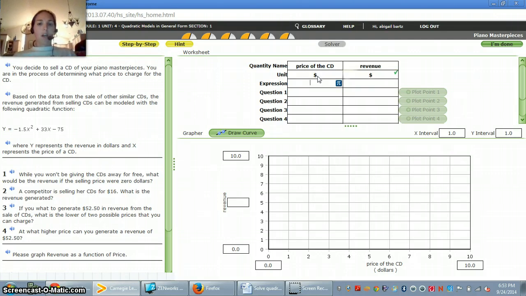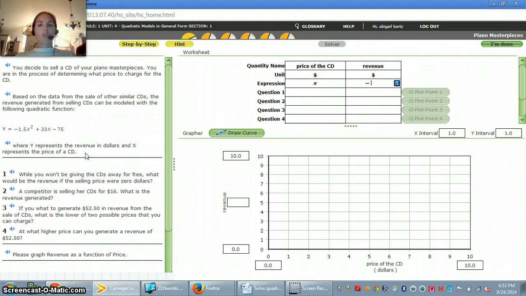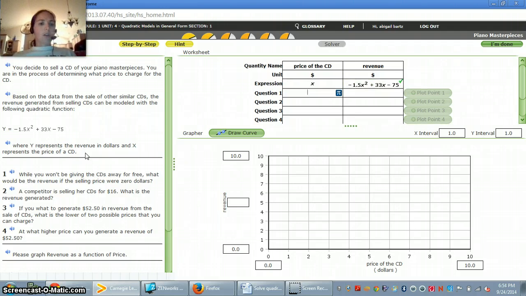Price and dollars. This first column, just like any of the other ones, is always going to be X, and it tells you the price of CD is X. And when you type in your equation for your revenue, you are going to actually type in the expression or the quadratic function that they have listed. So you type that in, and then you read question number 1.